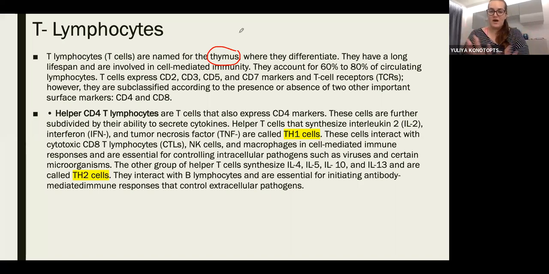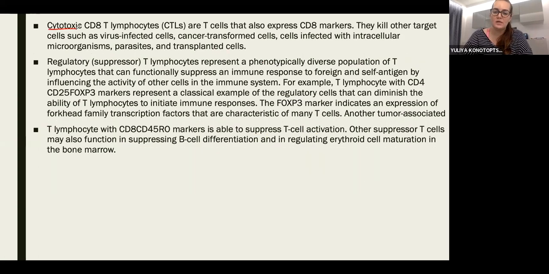So thymus behind your sternum actively makes T lymphocytes. T lymphocytes, as you remember, participate in the cell-mediated immunity, and they account for approximately 60 to 80 percent of the total amount of lymphocytes. So the majority of your lymphocytes are T lymphocytes. We have three types of T lymphocytes. We have T helper, we have T cytotoxic, and we have T regulatory, or another name, suppressor.